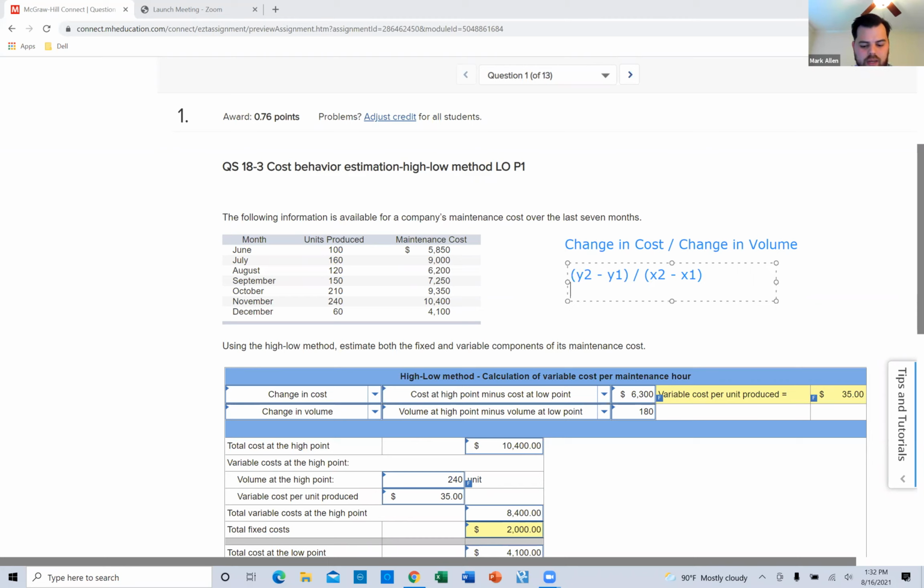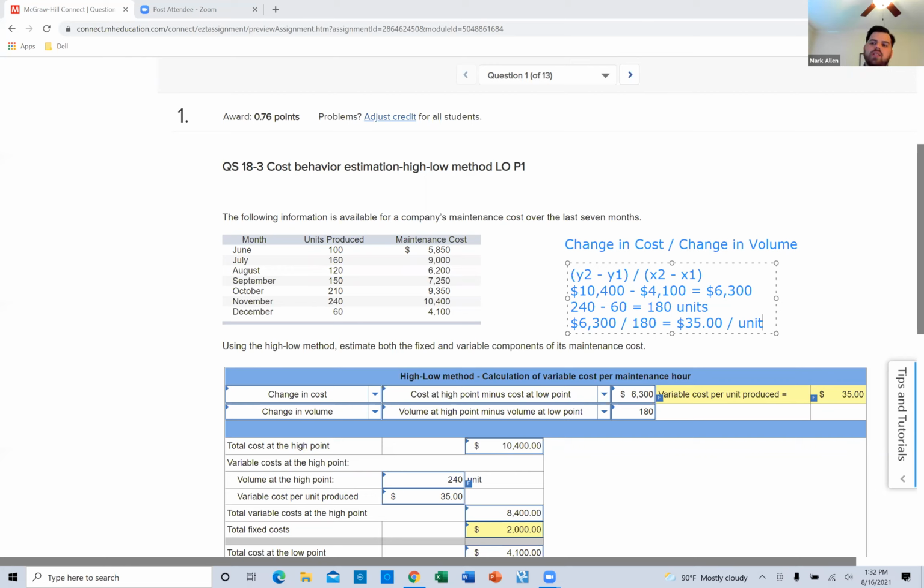In this case, that high point is $10,400 minus my low point, $4,100. That gives me 6,300. That'll be my numerator. And then we will divide that by my change in production. So my change in production is 240 units minus 60 units, and that is 180 units. Now, when we do the actual division, 6,300 divided by 180, we will come out to $35 per unit. Now, the question is, what does that 35 tell me?